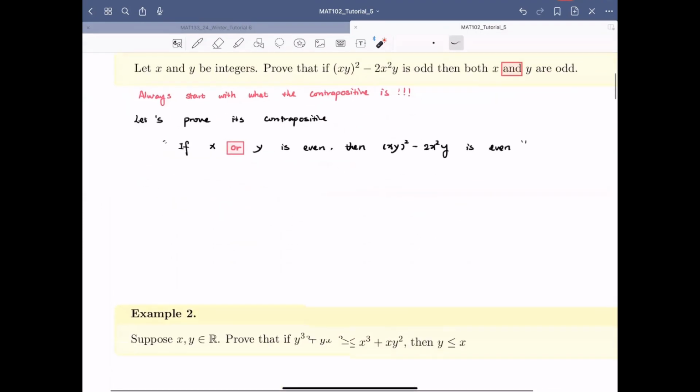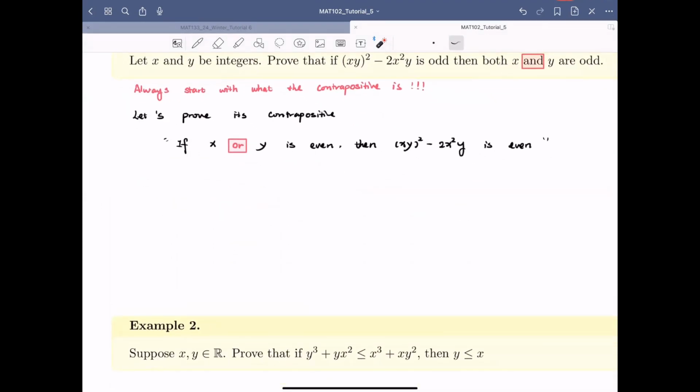So now let's come back to this. If x or y is even, then xy squared minus 2x squared y is even. So let's make our assumption. Suppose x is even. If x is even, I can write x as, let's say, 2k, where k is an integer.